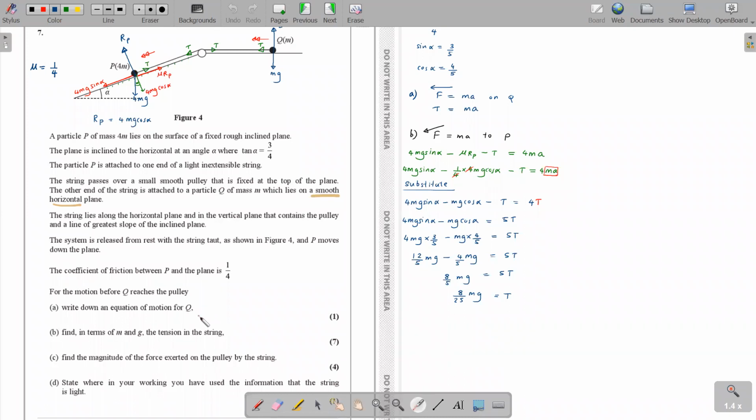Okay, let's move on to the next part. Find in terms of mg, tension in the string is done. Part C: find the magnitude of the force exerted on the pulley by the string. What do they want? They want you to find the magnitude of the force exerted on the pulley by the string. So how do we do that?